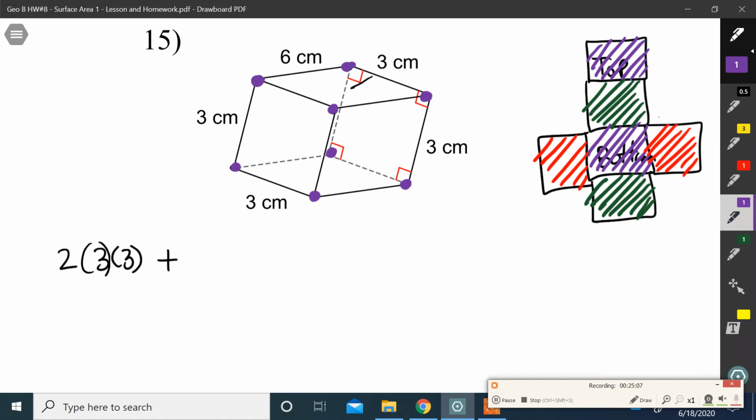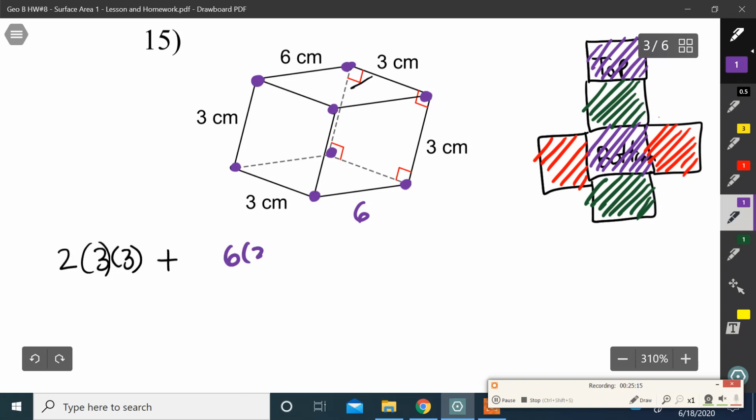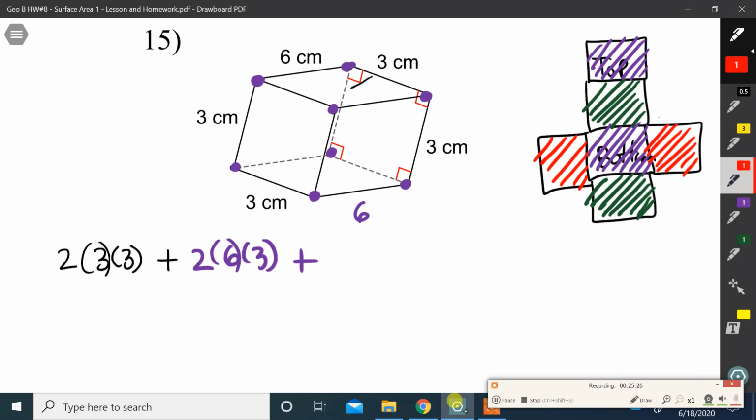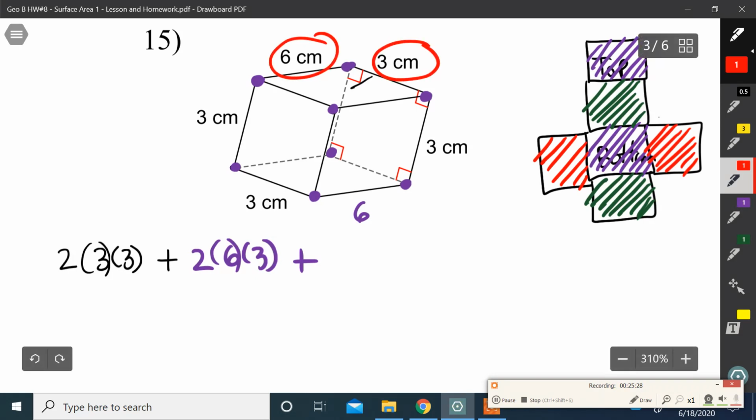Okay, so we have 6, this is 6, so 6 times 3, and then times 2, because we have front and back. Okay, now let's do the top and the bottom. That's also 6 times 3, as you can see. 6 times 3 times that 2, because we have top and bottom.